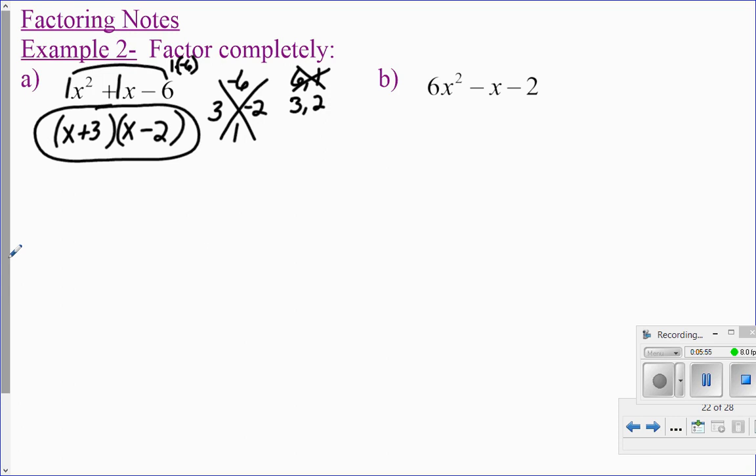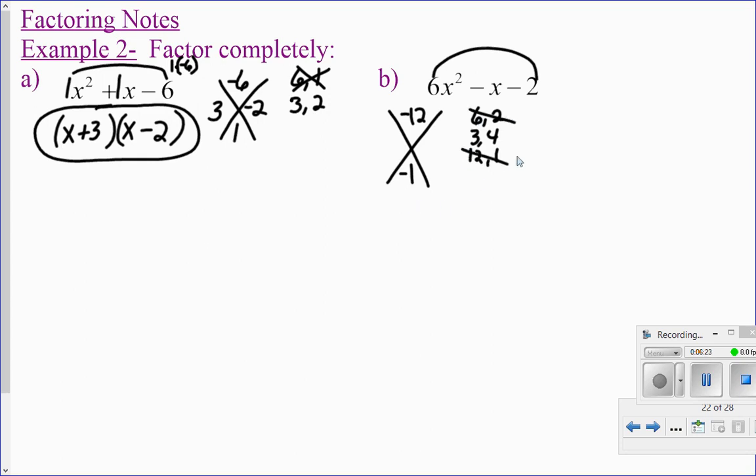So we're going to start this one the same way. We're going to make a diamond. 6 times negative 2 is negative 12, and the middle term is negative 1, the coefficient. So I'm thinking factors of 12. So 6 and 2, 3 and 4, or 12 and 1. And I want those numbers to be 1 or negative 1 away from one another and add up to 1. So I can see that 3 and 4 is what's going to do it for me.